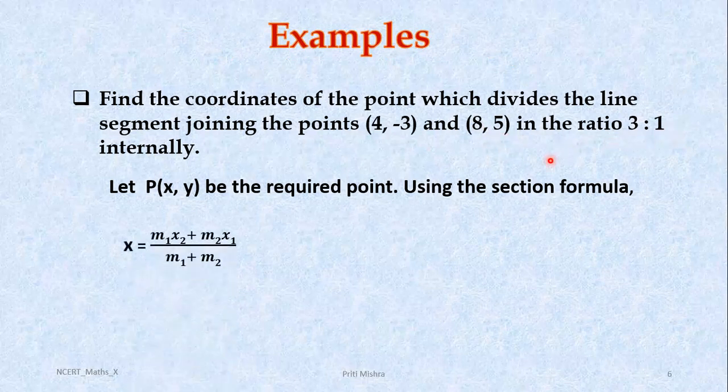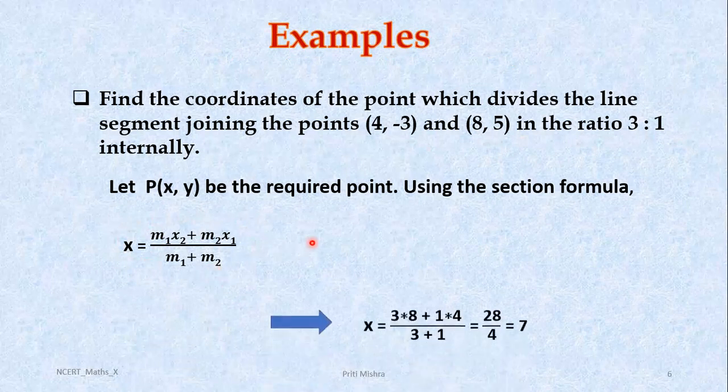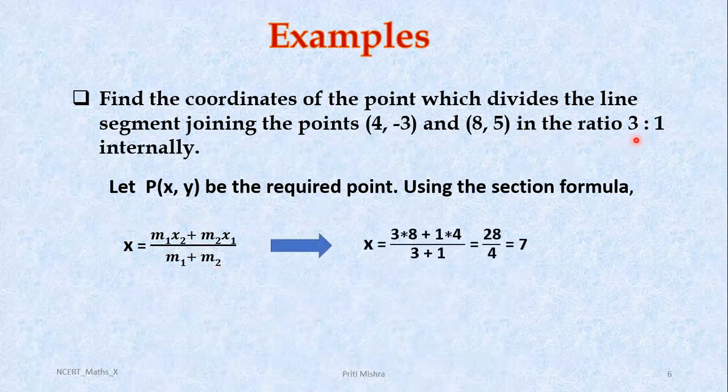With the help of the section formula, we can find the coordinate x, or abscissa, as (m1 x2 + m2 x1) upon (m1 + m2). So just put these values here from the question. m1 is 3, x2 is 8, m2 is 1 and x1 is 4. After putting these values, we get 28 upon 4, which means 7. So the abscissa we got here is 7. Now y.